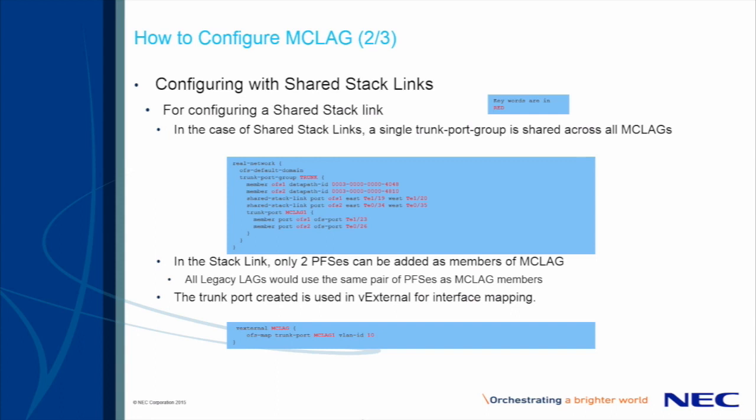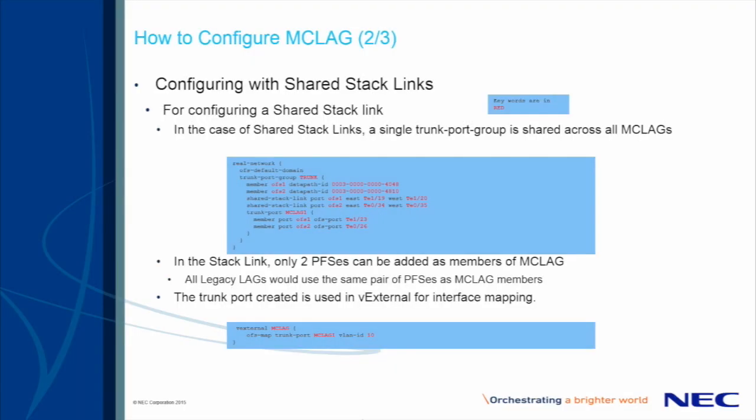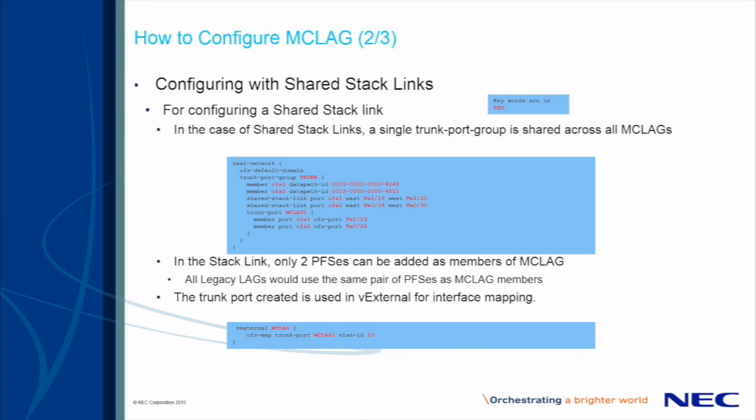Next, we have to configure the ports that face the host external to the OpenFlow network as a trunk port. In this scenario, the ports that make up this MC-lag are TE1/23 on OFS1 and TE1/26 on OFS2. These ports face an external host, such as a layer 2 switch or a server. After configuring this MC-lag trunk port, we need to map external hosts to the VTN. In this scenario, we are illustrating how to reference our newly created MC-lag trunk port called MC-lag1 using the interface mapping technique to a vExternal called MC-lag. In the next slide, we illustrate how to leverage link-down relay to augment the MC-lag configuration.